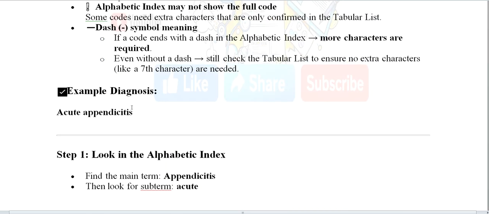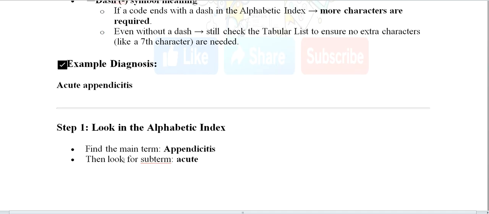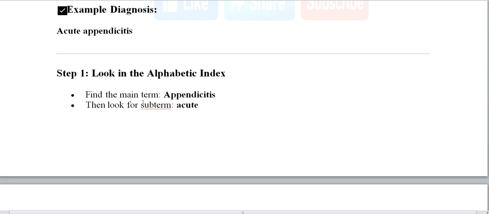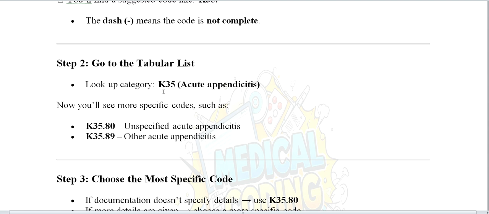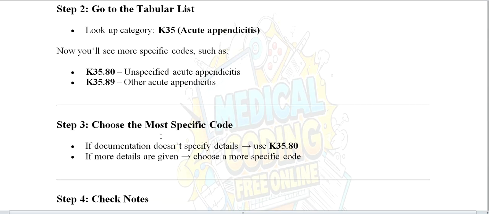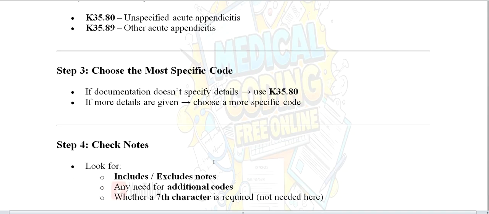So, for example, acute appendicitis. First, look in the alphabetic index, find the main term appendicitis, then look for the subterm acute. You will find the suggested code like K35.-. The dash means the code is not complete. So go to the tabular list, look up the category K35 acute appendicitis. Now you will see more specific codes such as K35.80 unspecified acute appendicitis, K35.18 other acute appendicitis. So choose the most specific code. If documentation does not specify details, use K35.80. If more details are given, choose the more specific code.